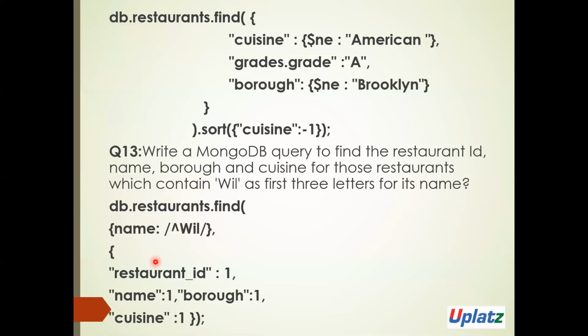MongoDB supports regular expressions, which we have already discussed. The name should start with WIL, and for that name I need the restaurant ID, name, borough and cuisine. That is why I have set the value of all the fields to 1. This is how you perform a regular expression inside your query. You can directly write the regular expression like this.